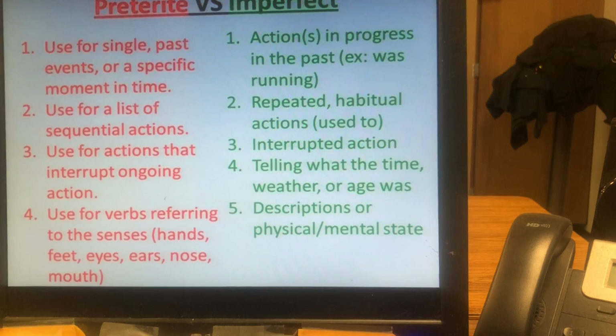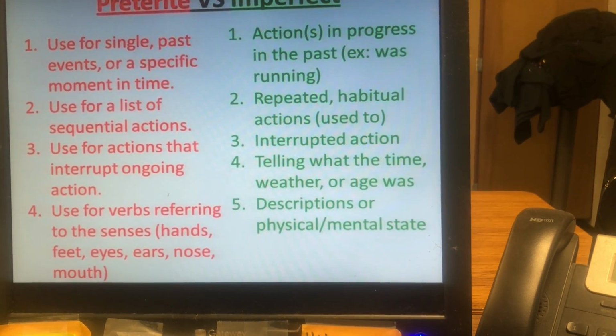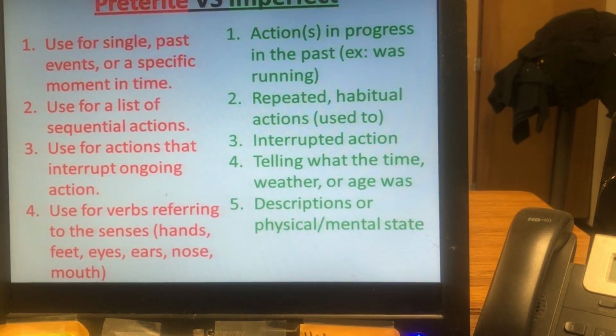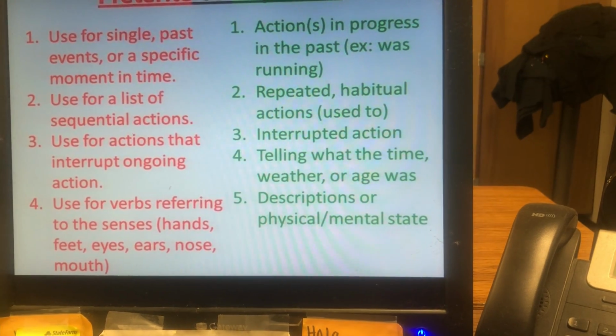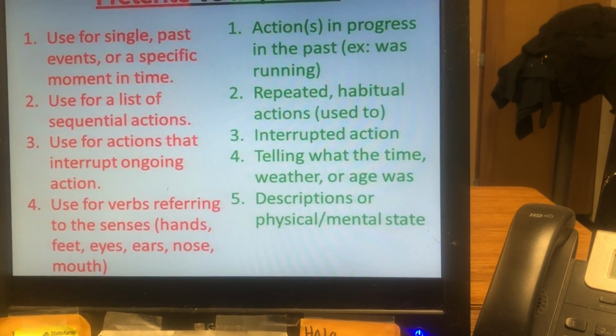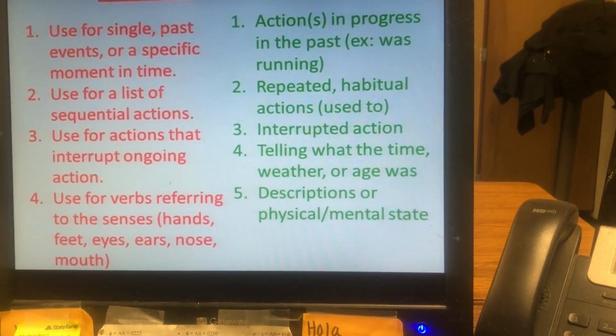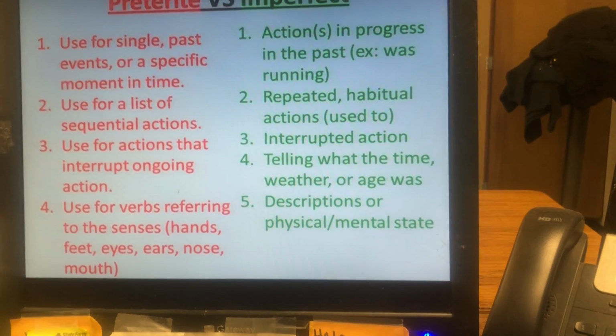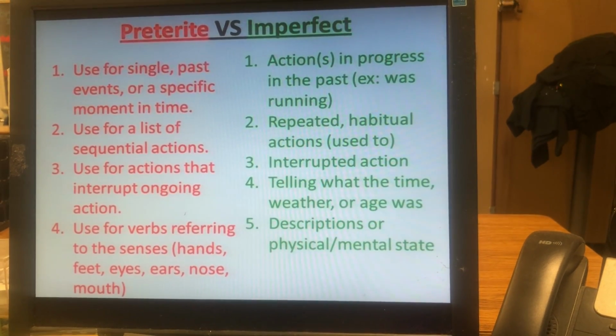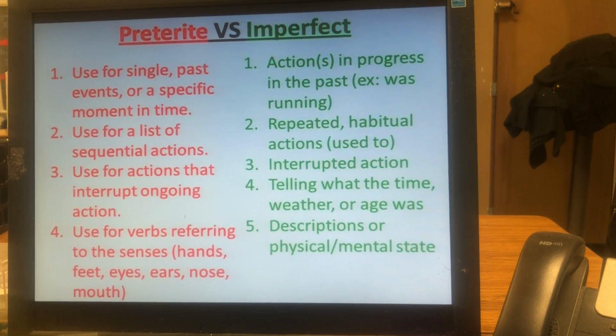Used for verbs referring to senses: hands, feet, eyes, ear, nose, and mouth. So I saw, I touched, I smelled, I heard, I said. Those are all usually imperfect. I yelled, I exclaimed, imperfect.